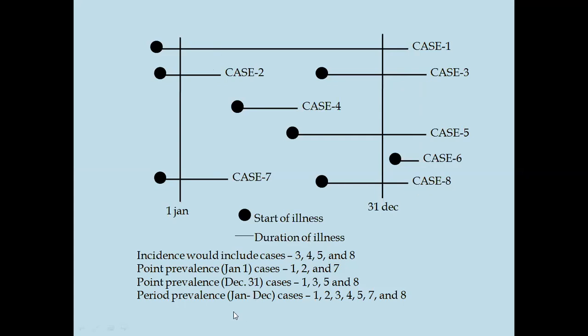And the period prevalence from January to December is 1st, 2nd, 3rd, 4th, 5th, 7th and 8th. So all cases which have appeared from 1st January to 31st December come under the period prevalence. Here you can see it is case number 6, but it appears after the 31st December, so it will not be included in the period prevalence, meaning the duration between 1st January to 31st December.